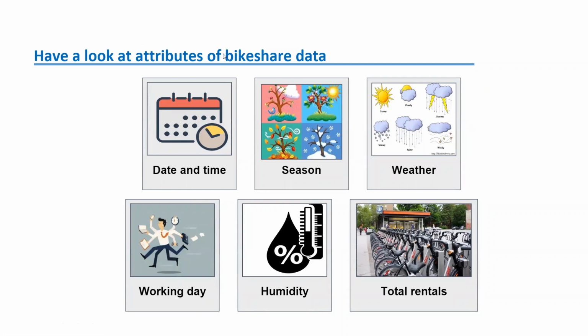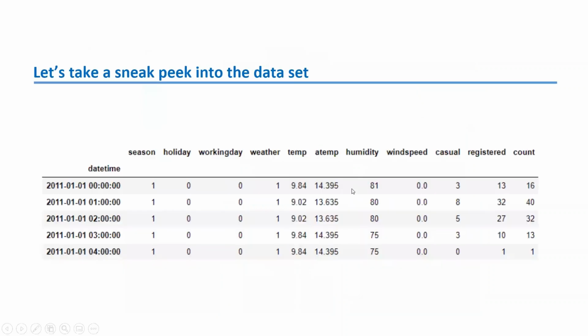Yeah, total rental is the dependent variable because we are going to predict how many people are going to ride the bikes, how many people are going to rent the bike. And the independent variables are date time, season, weather, working day, and humidity. So the data will look something like this.